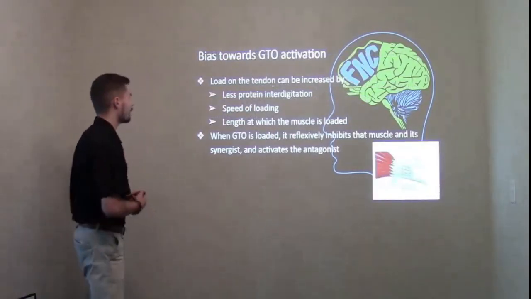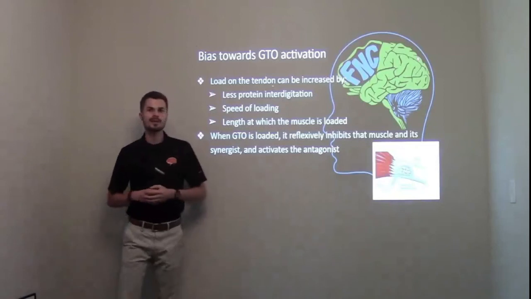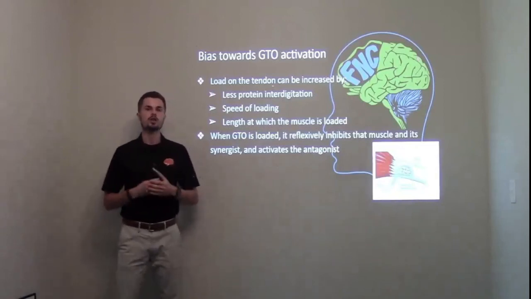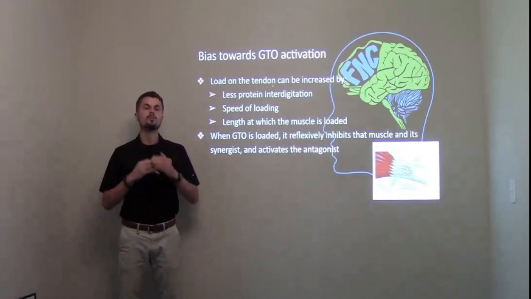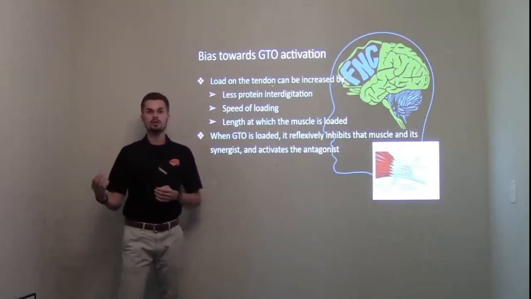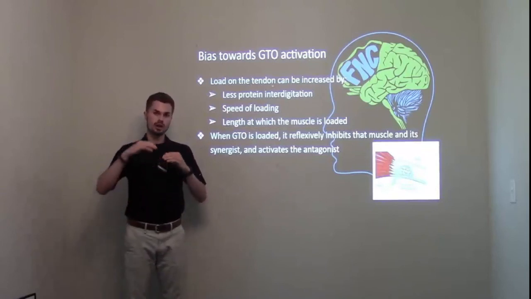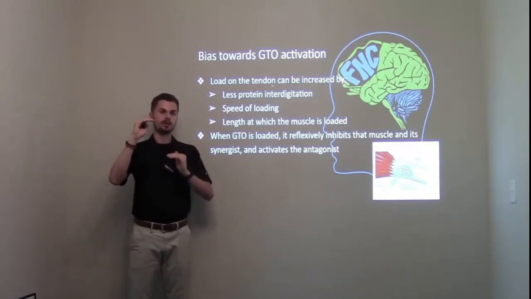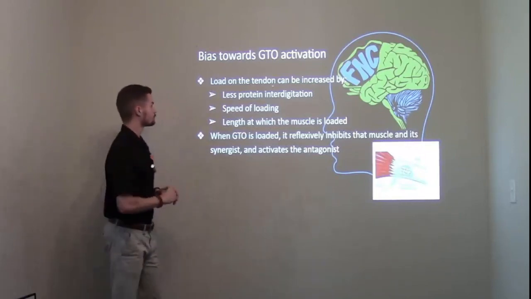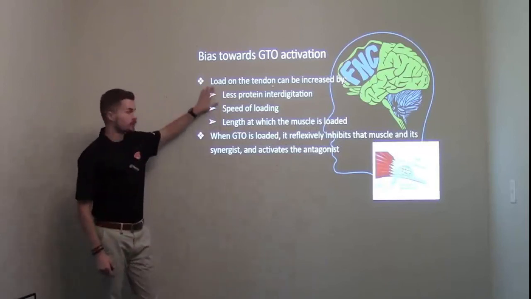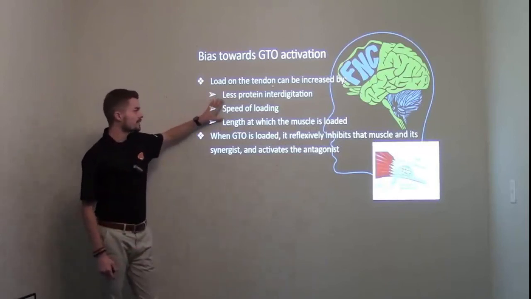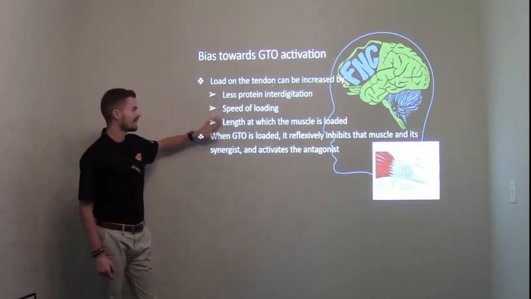So how do we bias the GTO activation? Let's say somebody has a hypertonic muscle. There's a lot of tone, there's a lot of alpha motor neuron activity and gamma motor neuron activity. There's too much of it. How do we bias GTO to create inhibition into that system so we can balance it out to have an appropriate amount of sensitivity and an appropriate amount of gain in the system? Well, the load on the tendon can be increased by less protein interdigitation, speed of the loading, and the length at which the muscle is loaded. Okay, so let's break this down.